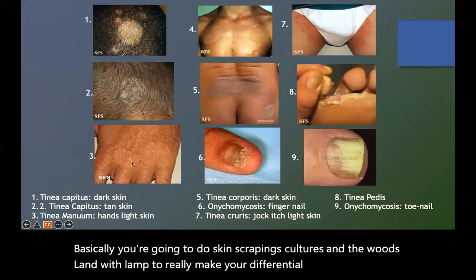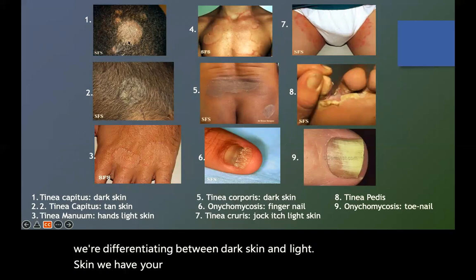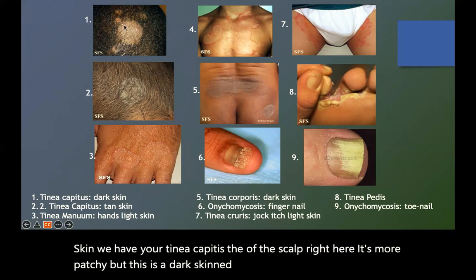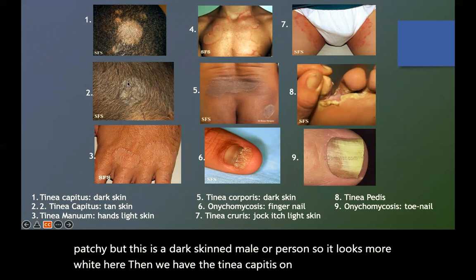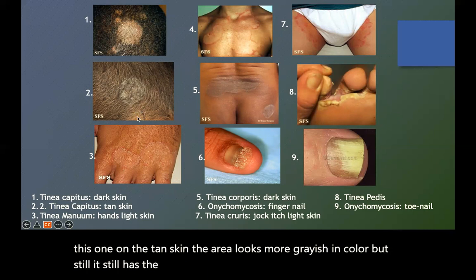So here's a bunch of different pictures of what it looks like. Again, we're differentiating between dark skin and light skin. We have your tinea capitis of the scalp right here. It's more patchy, but this is a dark skinned male or person, so it looks more white here. Then we have the tinea capitis on tan skin, where the area looks more grayish in color, but it still has the same patchwork look.